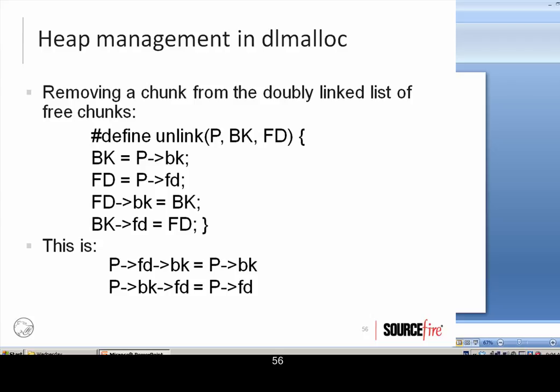This is the function that it uses. It'll get the chunk's back pointer and the chunk's forward pointer, and then it'll set the forward pointer's back pointer to the back pointer, and the back pointer's forward pointer to the forward pointer. This is a little confusing when I explain it this way, but we'll have graphics in the next slide. So basically, the pointer's forward pointer's backward pointer is set to the pointer's backward pointer, and the pointer's backward pointer's forward pointer is set to the forward pointer.